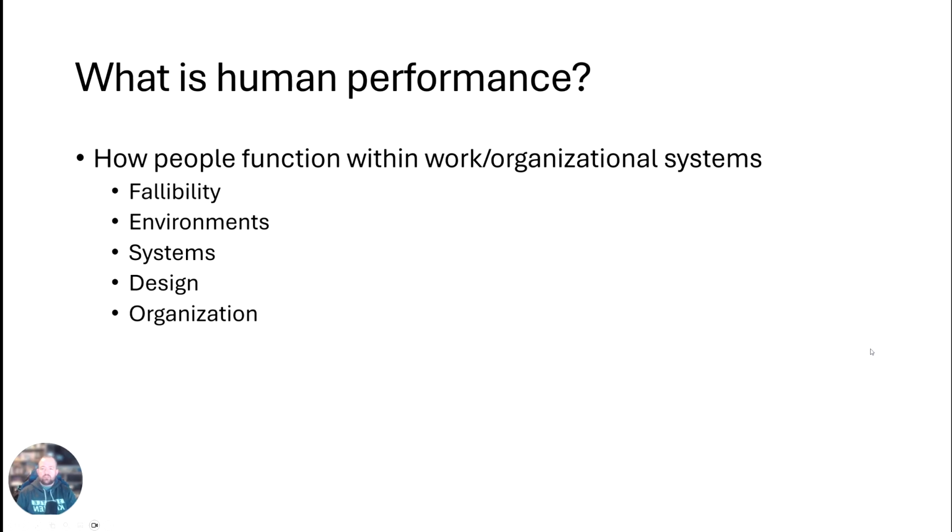All right, so we'll start with just some definitions. What is human performance? There are a lot of different definitions out there. In general, in our application, we're going to define it as how people function within work or organizational systems. So this will involve looking at human fallibility, different environments, systems, designs, and organizations. It also can be a big focus for processes and other laws, different things that govern how we conduct ourselves in different ways.